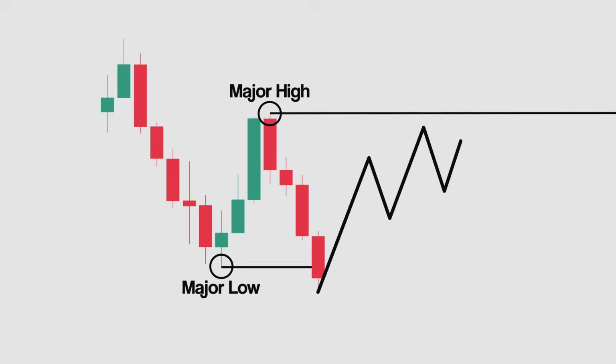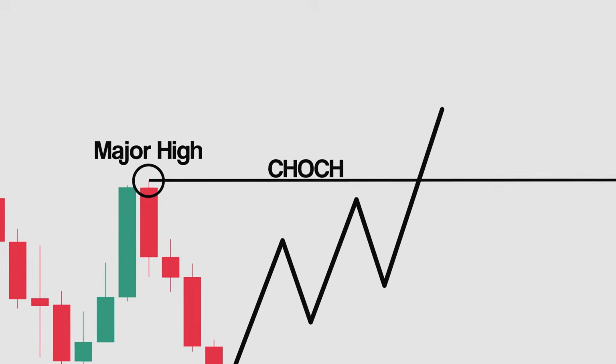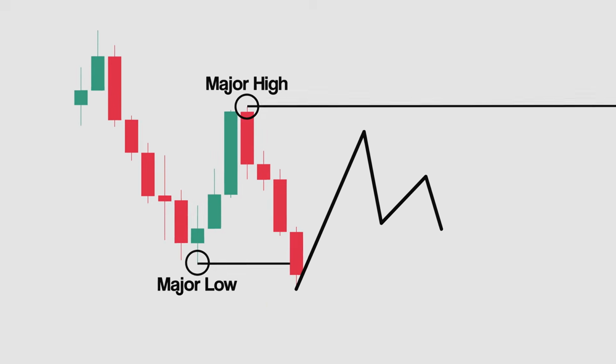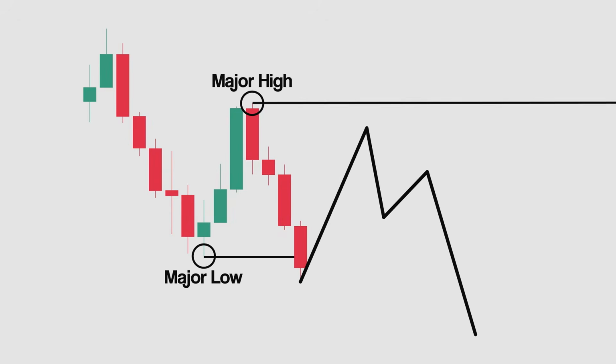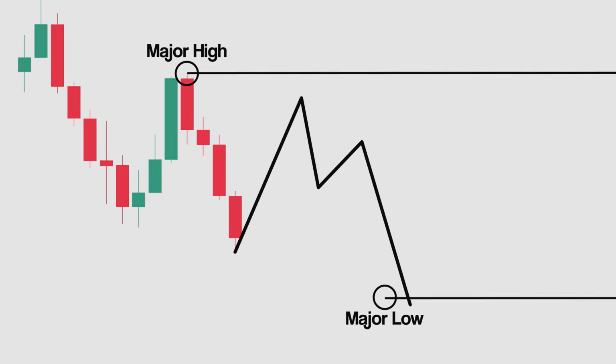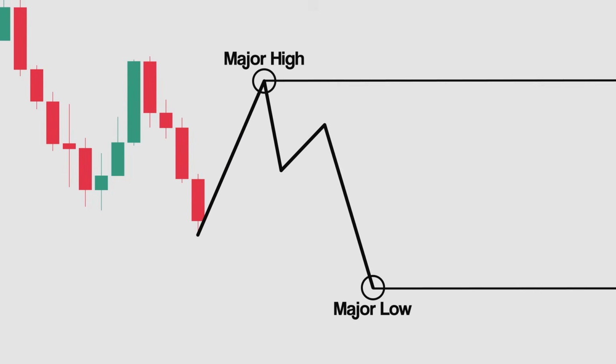But if price later returns and breaks above this new major high, it signals a major change of character and a potential trend reversal. If price instead continues to form lower highs and lower lows, updating both the major low and major high, we classify this as bearish continuation.